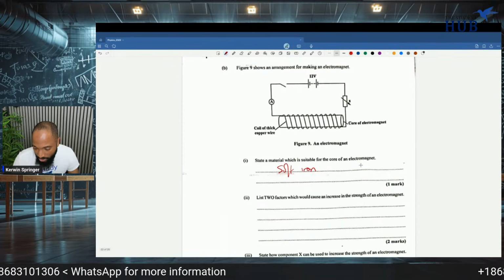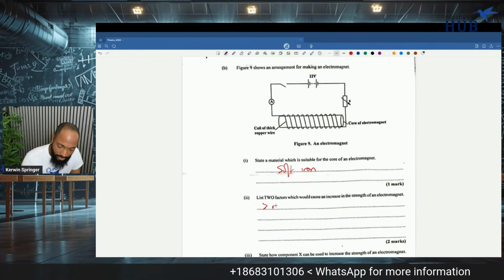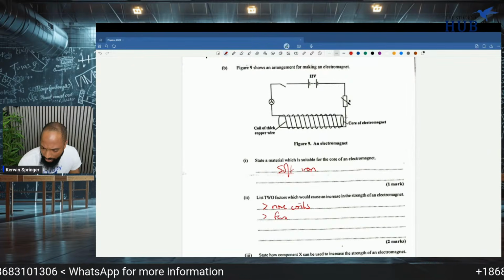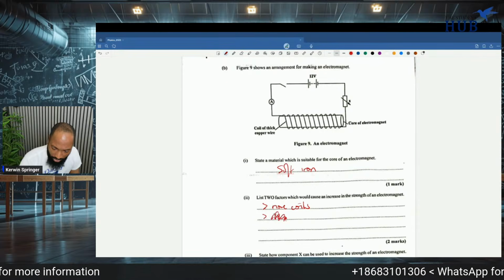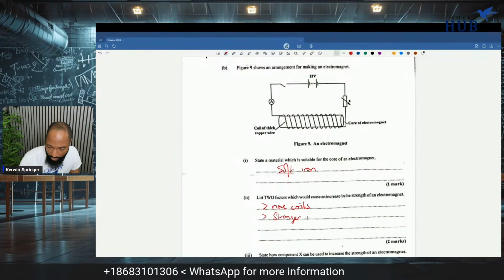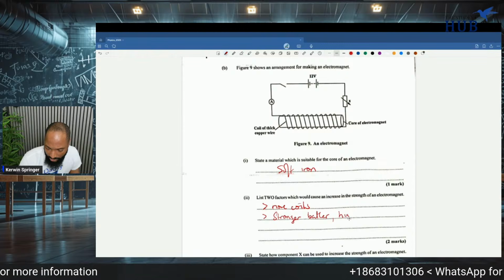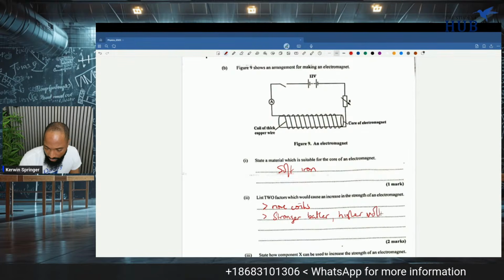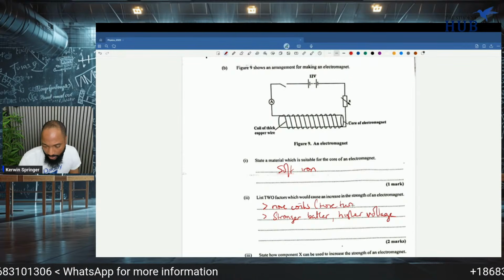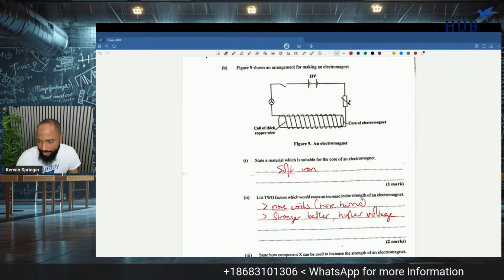List 2 factors which cause an increase in the strength of the electromagnet. More coils, faster movement, something moving, nothing moving. So more coils, stronger battery. So stronger battery is kind of vague, so I'll say higher voltage. More turns, more coils, more turns, same thing. What else? Yeah, we can live with them, 2 factors.